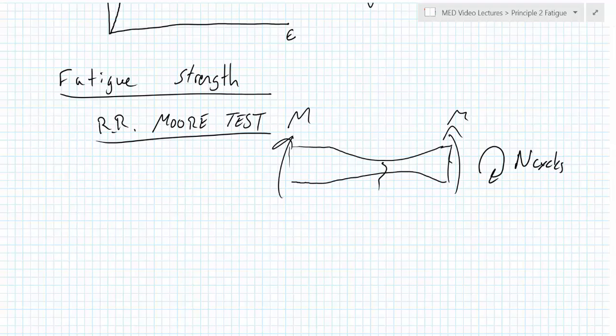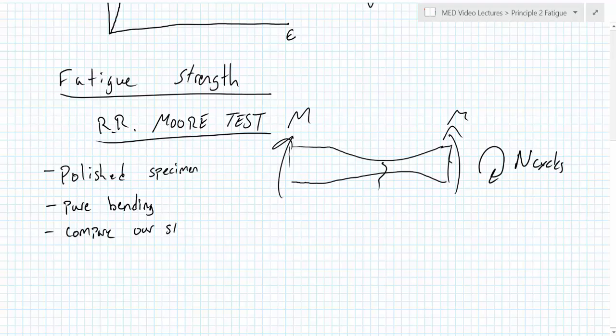So some important things about how you prepare this test, because it will affect our values later, is that it is a polished test specimen. It is under pure bending. That is, no axial load, no torsion. And we compare all our values to this. So most of fatigue analysis is doing what's necessary to account for the fact that, in general, our parts are not polished test specimens. They're usually not in pure bending. And our situation will have its own uniqueness.